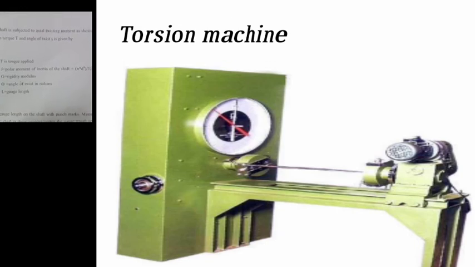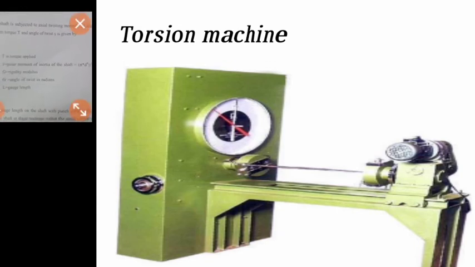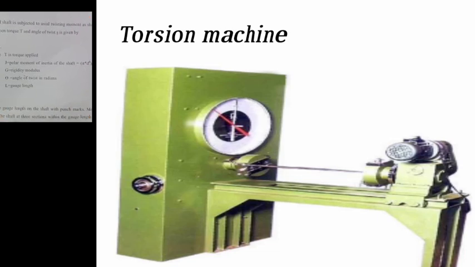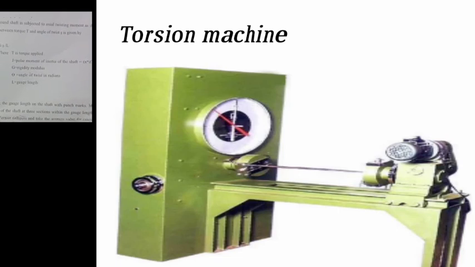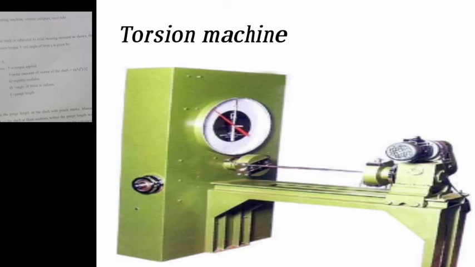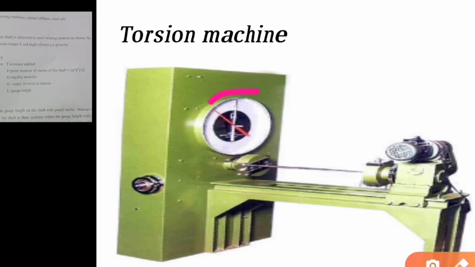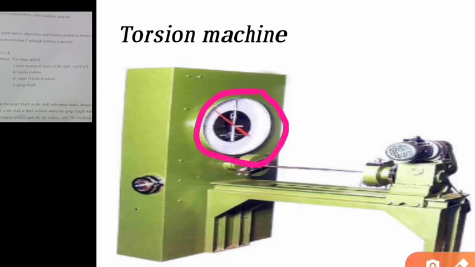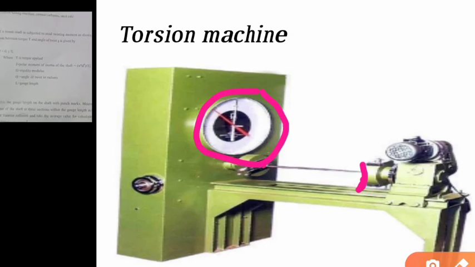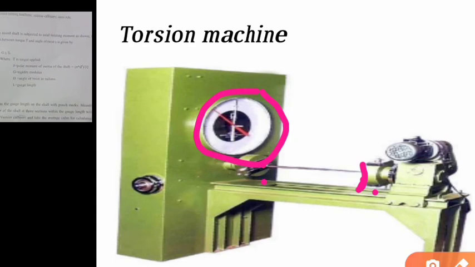So friends, by this video I hope that you are understanding very well. This is a torsion machine. This is a torque meter. Here we have the angle of twist. From this point to this point we keep the specimen.